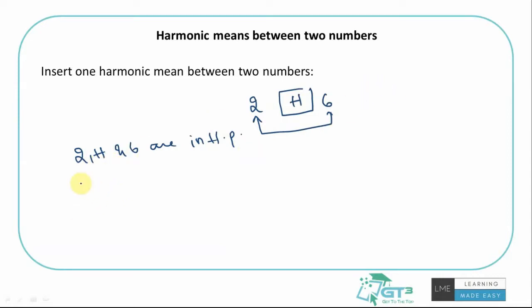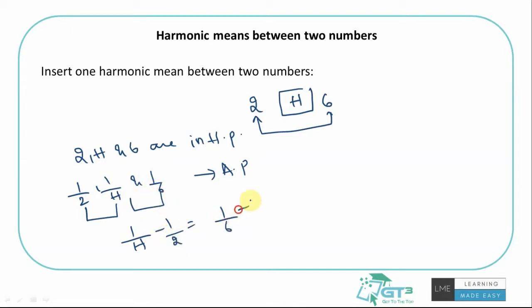Because 2, H and 6 are in HP, 1 by 2, 1 by H and 1 by 6 would be in AP. So this term minus this term should be equal to third term minus second term, that is 1 by 6 minus 1 by H. Let me send 1 by 2 to this side and minus 1 by H to this side. Minus 1 by H will become plus 1 by H. So 1 by H plus 1 by H is equal to 1 by 6 plus 1 by 2.